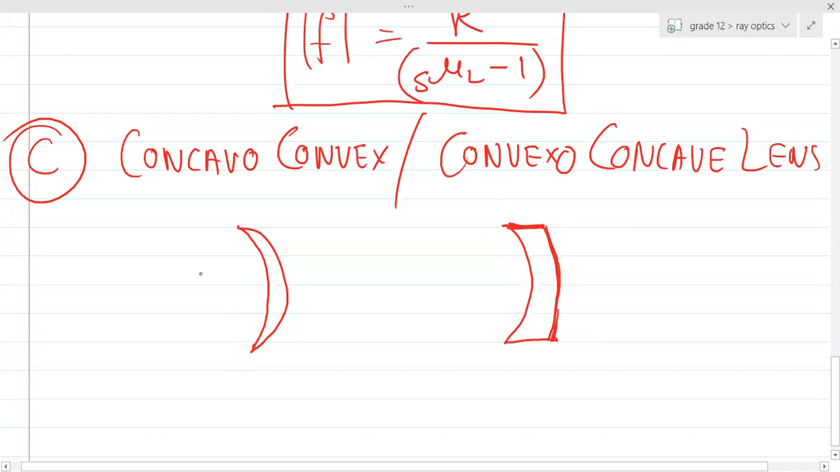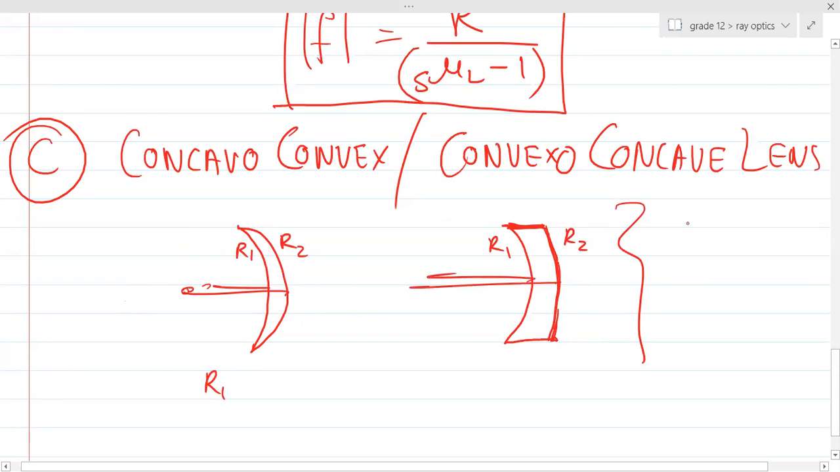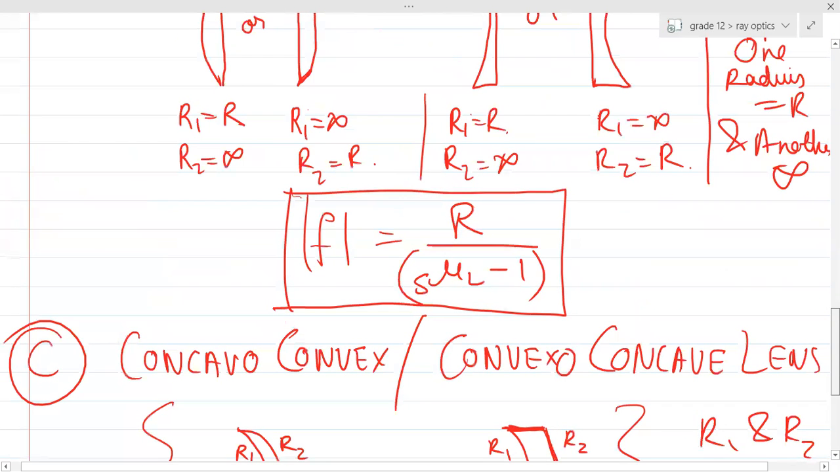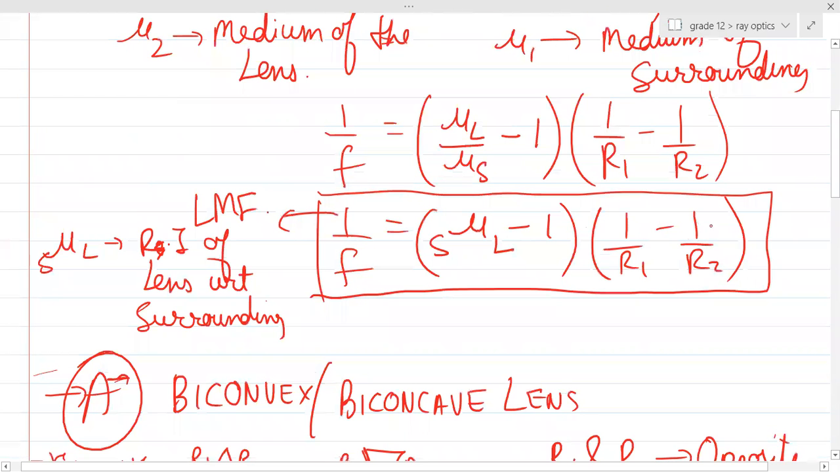So here, if I say this is R1 and this is R2, can you see, if I place it on the left or on the right, it does not matter. But can you see over here, R1 will be on one side and R2 will also be on the same side. So R1 and R2 will be in the same direction. If they are in the same direction, then what will happen? Both will have the same sign. If both have the same sign, then it will be either R1 minus R2 or R2 minus R1.